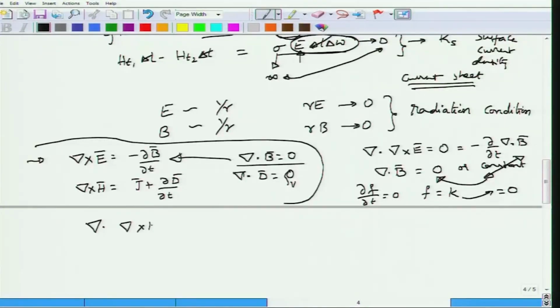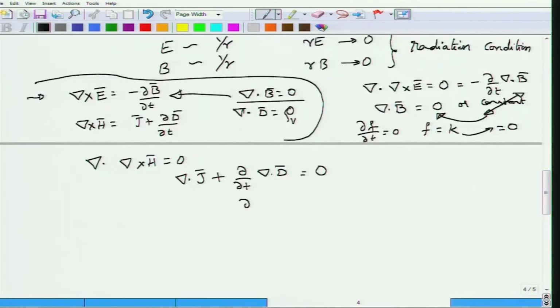Mathematically I can take del dot del cross H and say this is equal to 0, and what it would mean is that I have del dot J plus del by del T of del dot D equal to 0, right. I know that del dot D is actually rho v, so I can write this down and say del dot J plus del by del T of rho v is equal to 0. This is nothing but the continuity equation, right. So, some actually start by assuming the continuity equation and then say because the continuity equation must be true, del dot D must be equal to rho v.